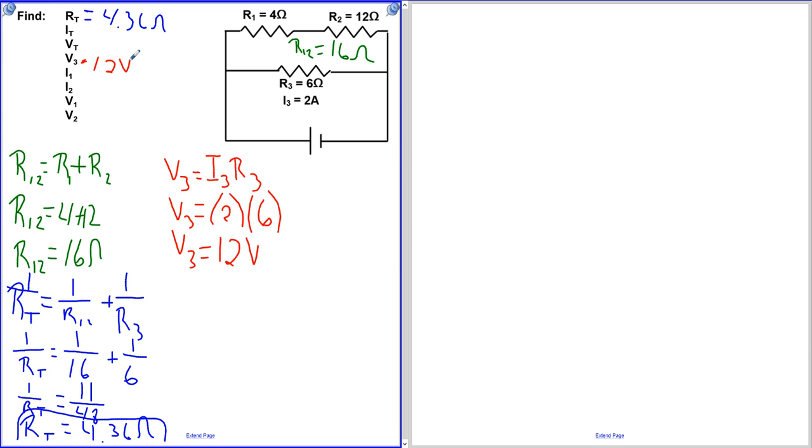After that, since I'm still thinking about this really as a parallel circuit, with R12 being in parallel with R3, I can say that according to my parallel rules, my total voltage is equal to the voltage at resistor 3, which would be equal to the voltage at resistor 1, 2. So my total voltage is equal to voltage 3, which I just solved for, which is 12 volts. And I could also add that to my givens at the top.